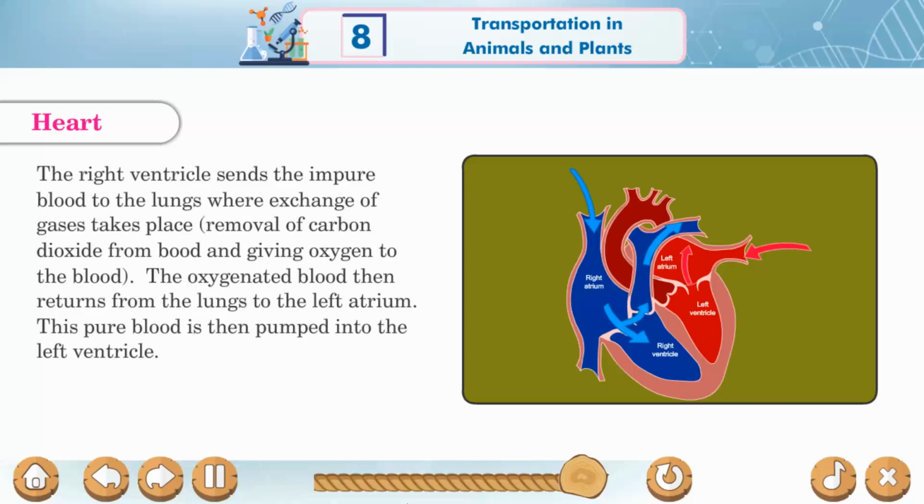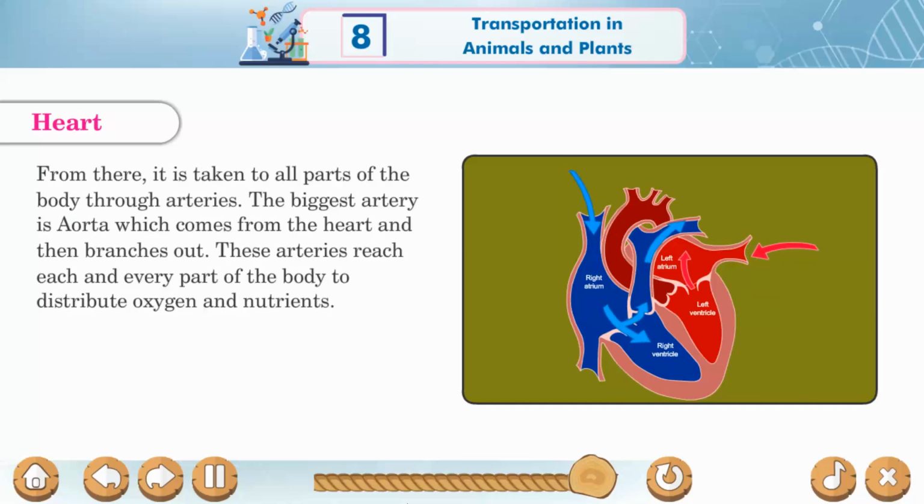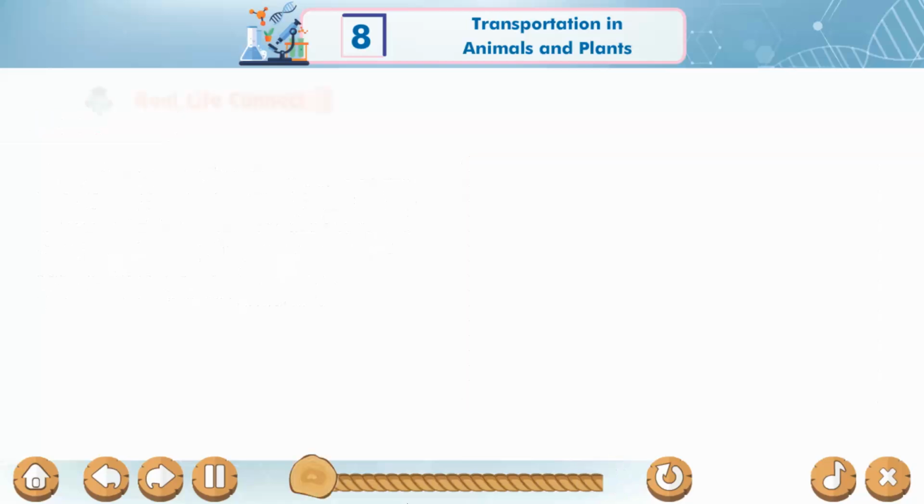The right ventricle sends the impure blood to the lungs where exchange of gases takes place, removal of carbon dioxide from blood and giving oxygen to the blood. The oxygenated blood then returns from the lungs to the left atrium. This pure blood is then pumped into the left ventricle. From there, it is taken to all the parts of the body through arteries. The biggest artery is aorta, which comes from the heart and then branches out. These arteries reach each and every part of the body to distribute oxygen and nutrients.